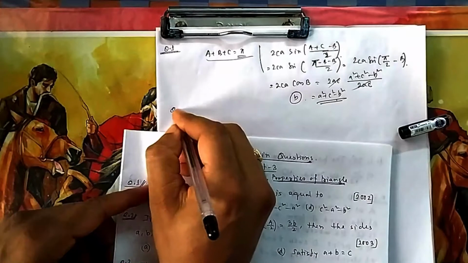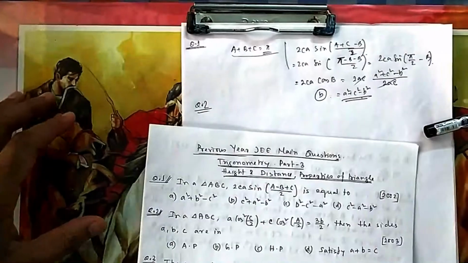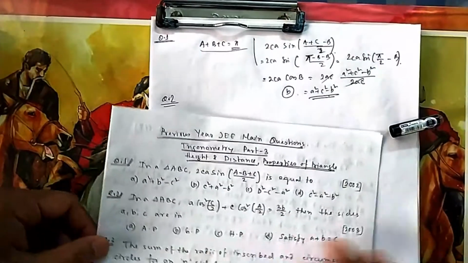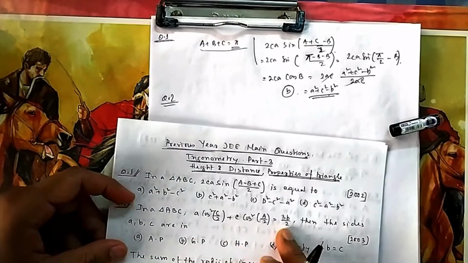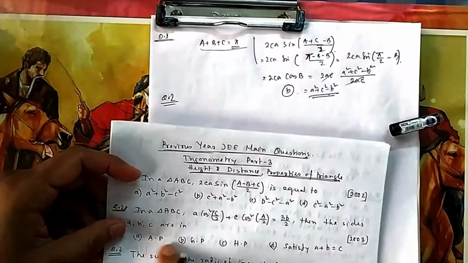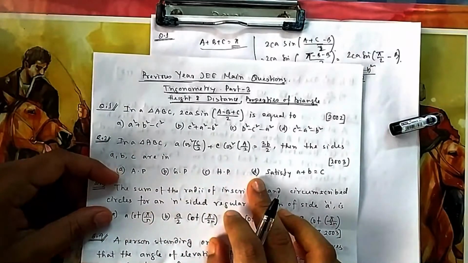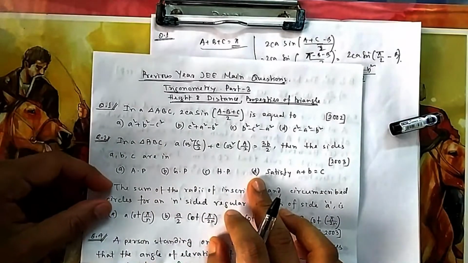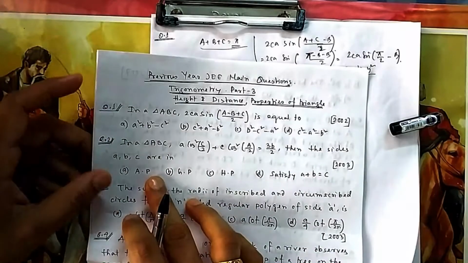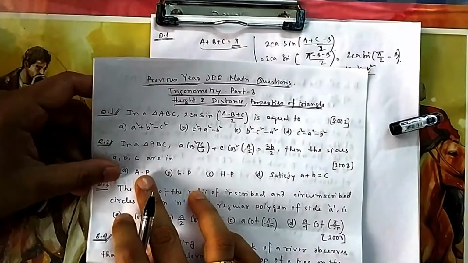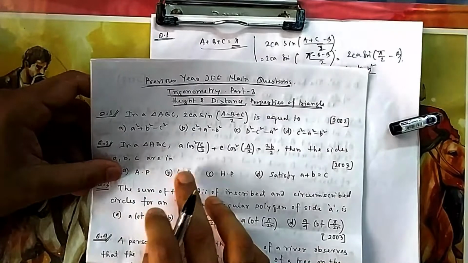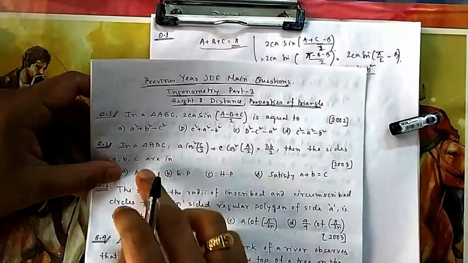Question number 2. In triangle ABC, this is given: A cos²(C/2) + C cos²(A/2) = 3B/2. Then the sides A, B, C are in AP, GP or HP. GP and HP will come in the progression chapter, which we will come to later. But those who know, that's okay; those who don't know, kindly bear with me. AP I think you have done in class 10, GP also a little bit in class 10, and HP is just the inverse of AP, that's it.